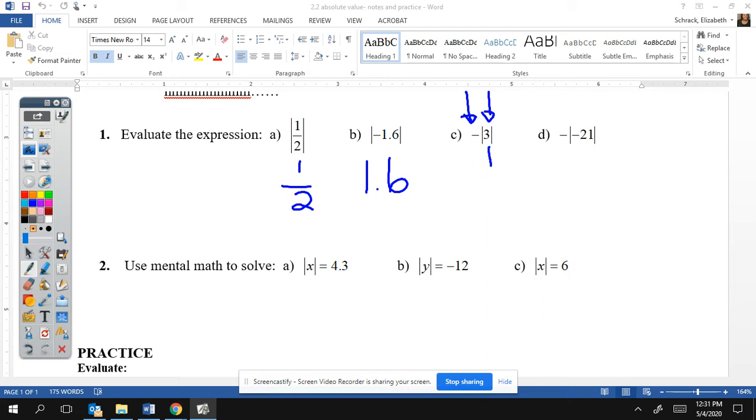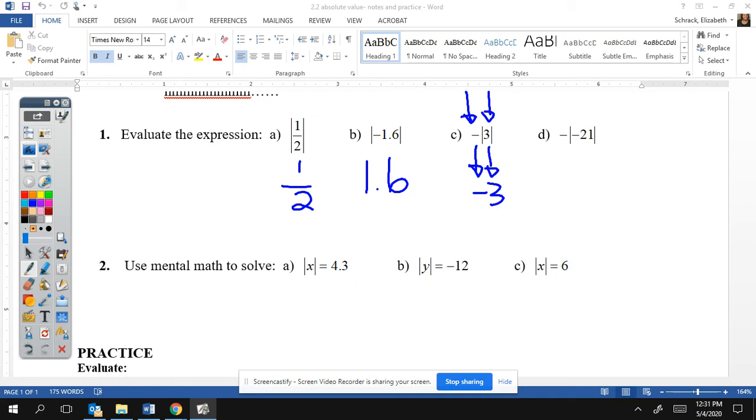So we want to find how many steps away is 3 from 0 on the number line? That's 3. And then what happens is the opposite or the negative comes down to join that. So that means the answer for C is -3. The same thing for D.